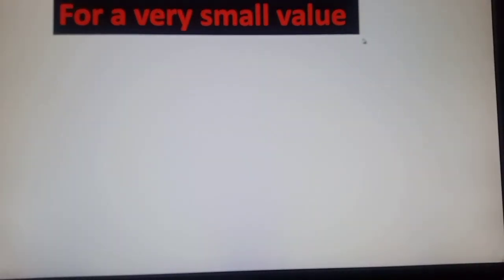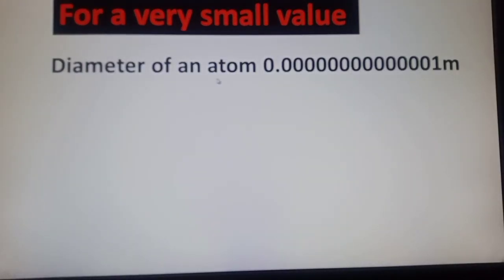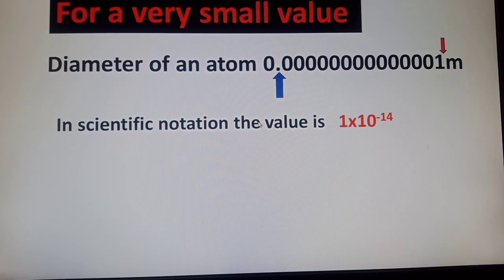On the other hand, what happens for a very small value? Let us consider the diameter of an atom. Look at this. It is a very small value. How will we convert it into scientific notation? First, look at the position of the decimal. From here, we will shift the decimal to this position after the first non-zero digit. The non-zero digit is 1. We will shift the decimal from this location to this new position. In scientific notation, the value will become like this: 1 times 10 raised to the minus 14. Why? There is a negative sign with the exponent.